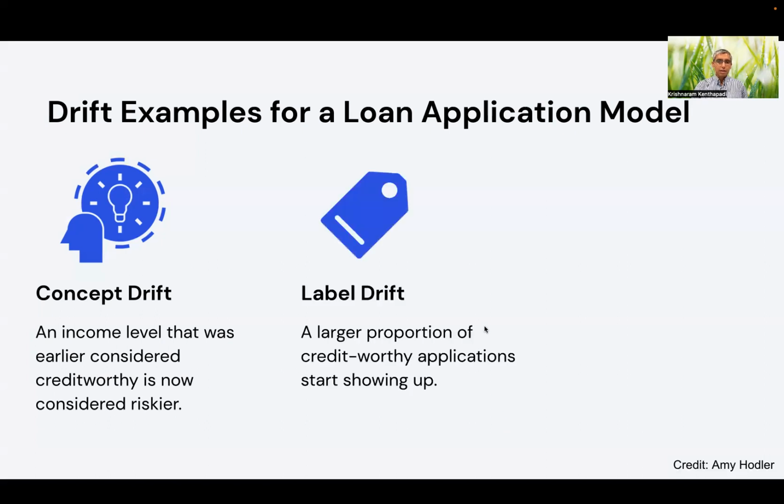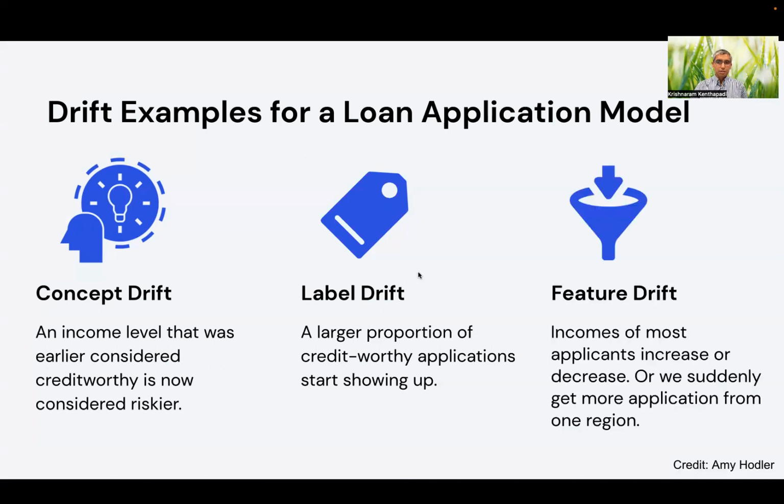Another setting is label drift. An example of this might be a larger proportion of creditworthy applications may start showing up. This may simply be because the model may have been trained on the overall population, but may have been deployed perhaps in a more affluent area. As a result, the model starts seeing applicants who are more affluent and consequently maybe more creditworthy than the general population. The third example is feature drift.